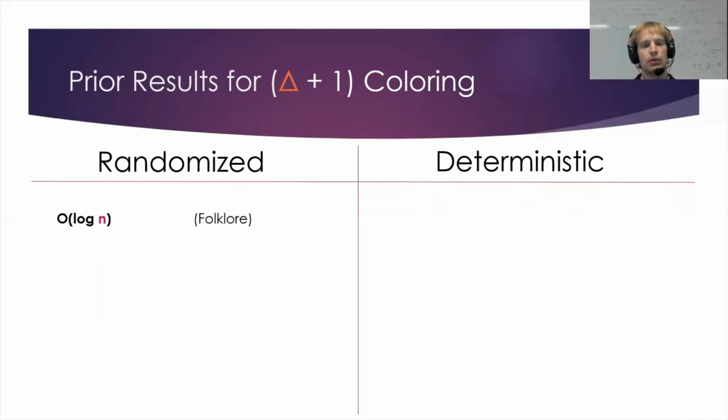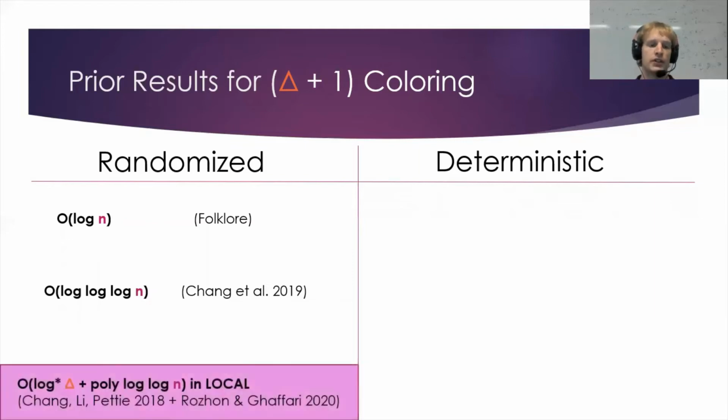Okay, then recently, well, fairly recently, there was a much better algorithm, a triple log n algorithm by Chang et al. And they got this by adapting the best local algorithm for coloring of Chang, Li, and Petty, which I've written here, adapting it to the MPC model and actually speeding it up by a logarithmic factor, which we'll talk about more later.